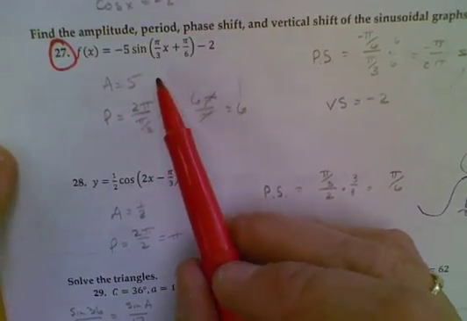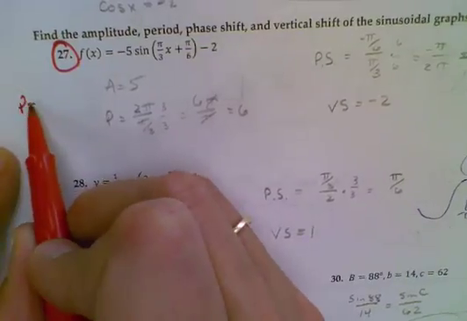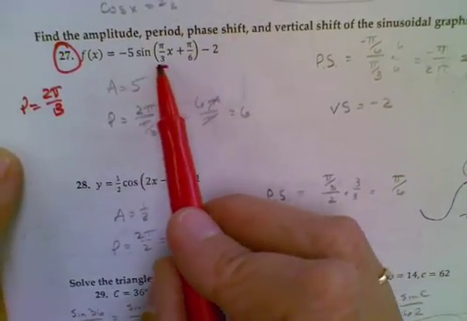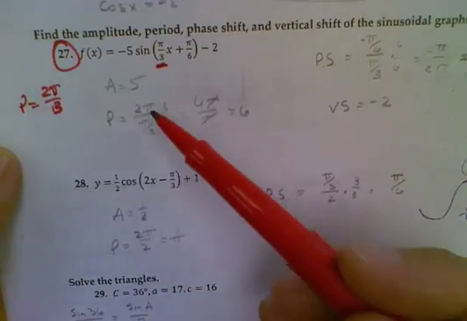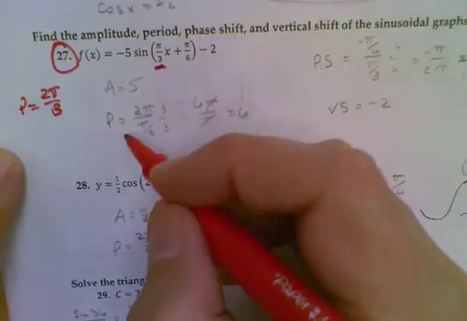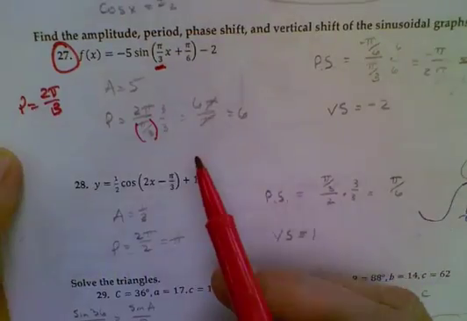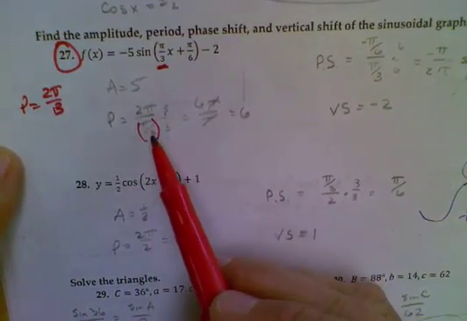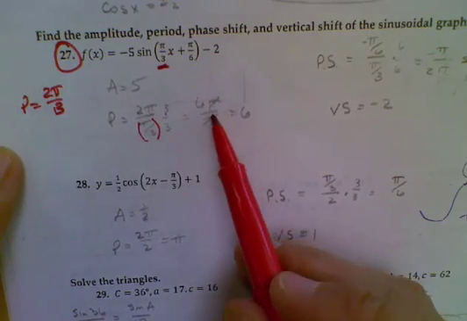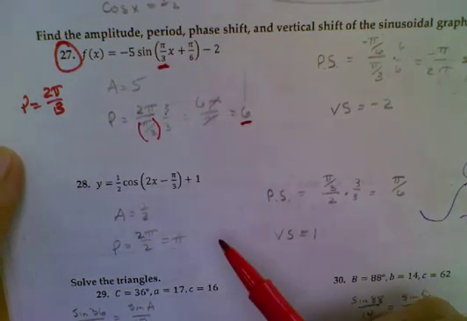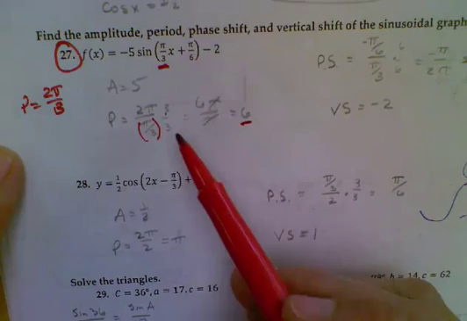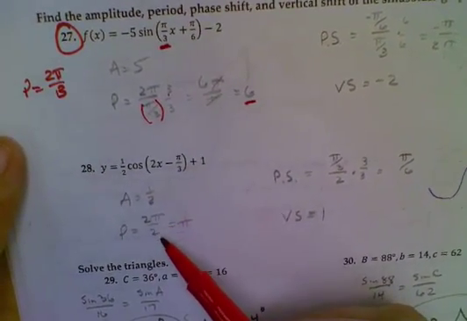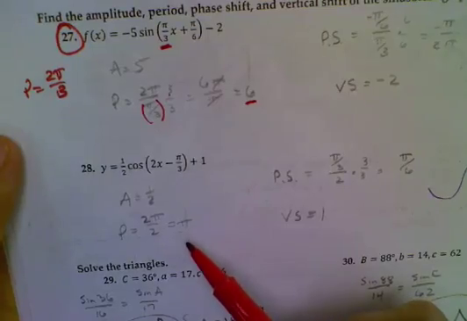To find the period, remember, the period is equal to 2 pi divided by b. b is this number right here. So if I take 2 pi divided by pi over 3, I multiplied both the top and bottom by 3, I got 6 pi over pi. The pi's dropped out, I got a period of 6. Okay, so it's just 2 pi divided by b. Down here, you got 2 pi divided by 2, which is pi.